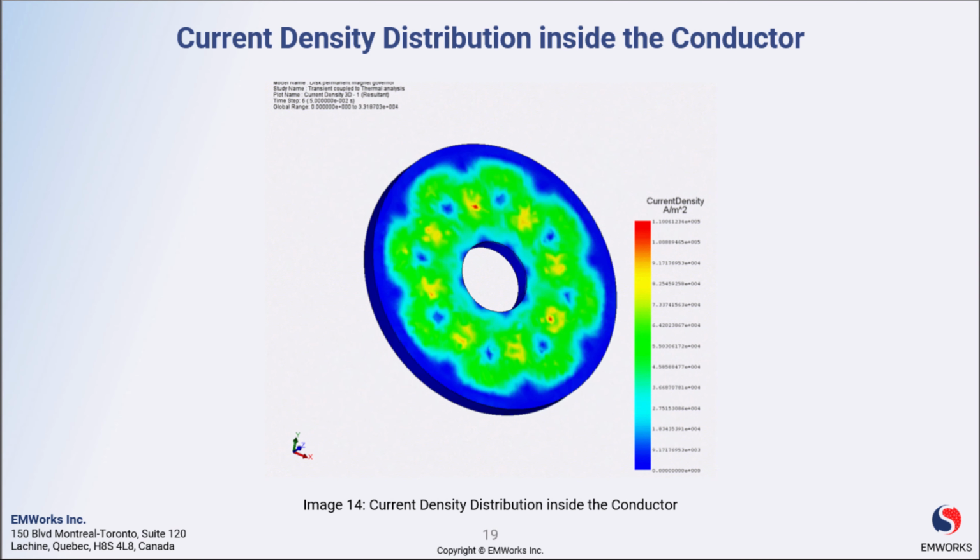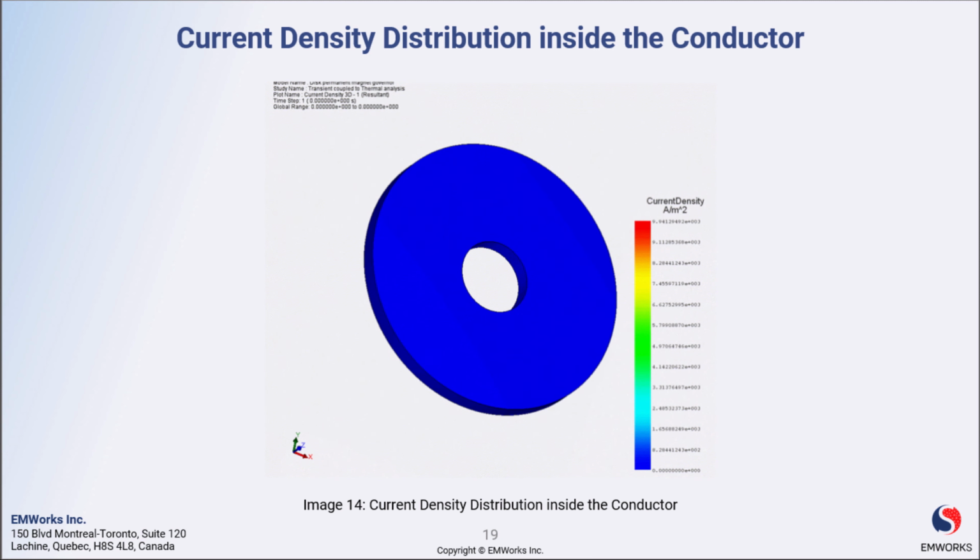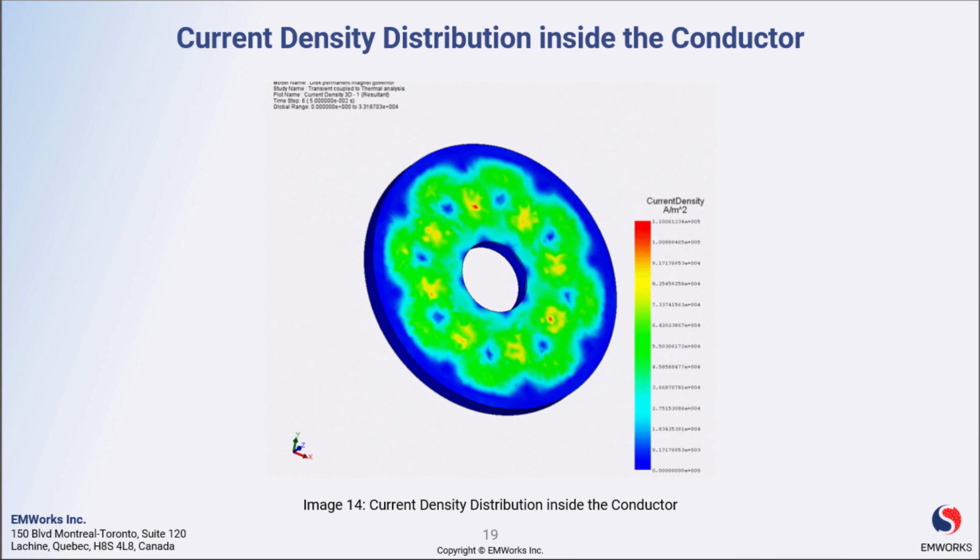Similarly, we can also visualize the current density distribution inside the conductor of the disk permanent magnet governor. This distribution is directly related to the eddy currents induced within the conductor due to the time-varying magnetic field. And again, by simulating the eddy current distribution, we can identify the regions of high current density which may contribute to excessive heating or power losses, allowing for optimization of the conductor.